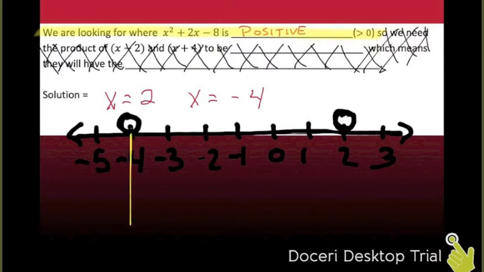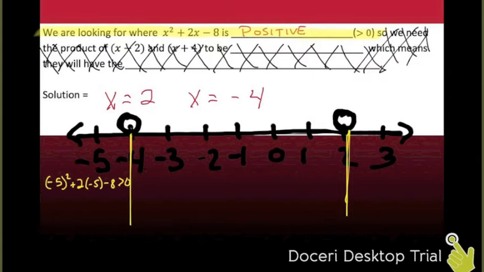So here's one section, here's the other section. And you need to decide, when you plug in something back here, is that going to give you a correct solution? So going back to the original, let's just pick negative 5. So it will be negative 5 squared plus 2 times negative 5 minus 8. And we want to know, is that greater than 0?